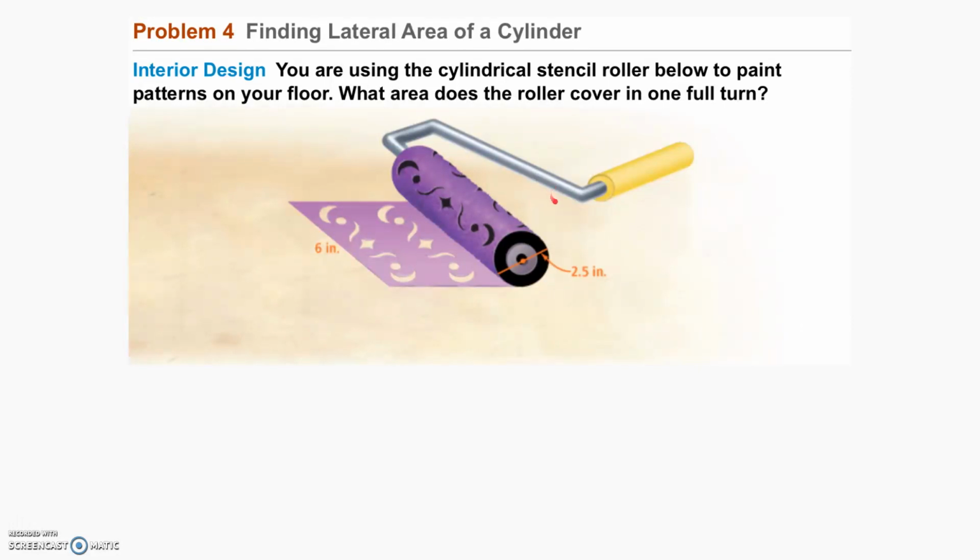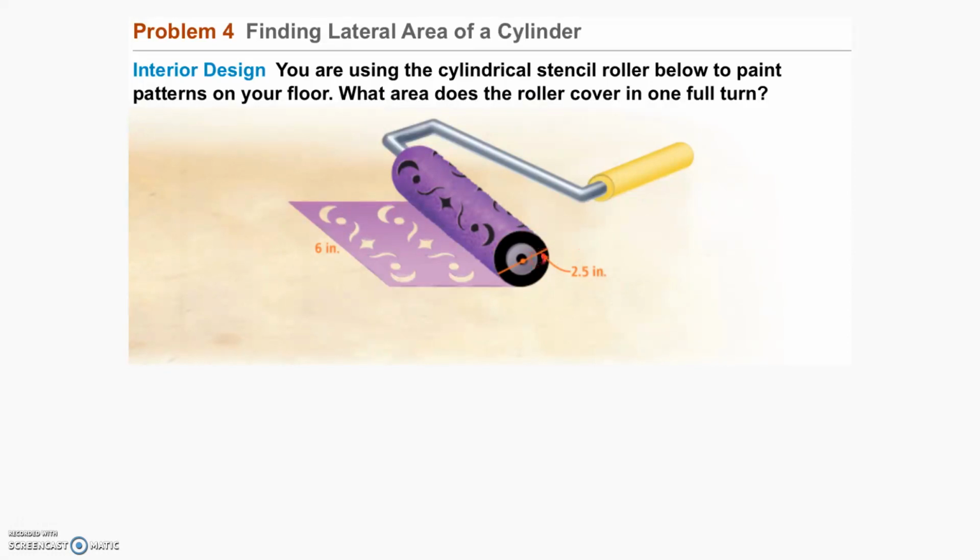Let's do another one. This is a little more applied, I think. Notice, so you are using the cylindrical stencil roller below to paint patterns on your floor. What area does the roller cover in one full turn? So you can imagine this thing going all the way around. When you turned it once, how much area have you covered?